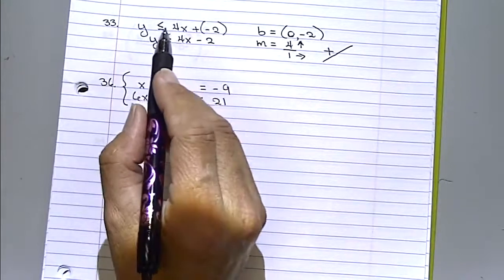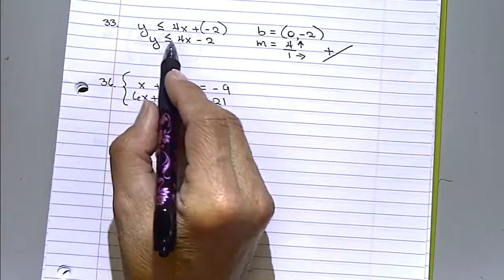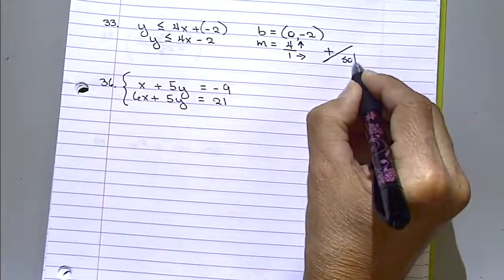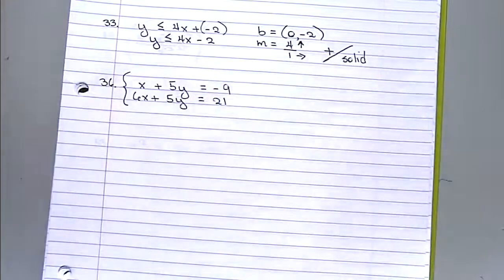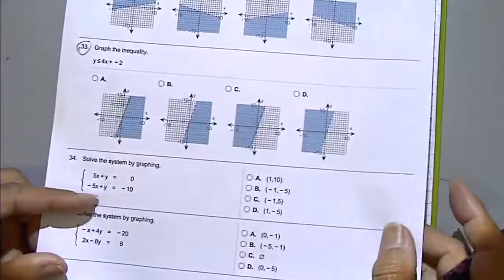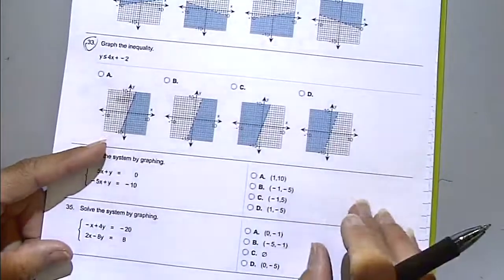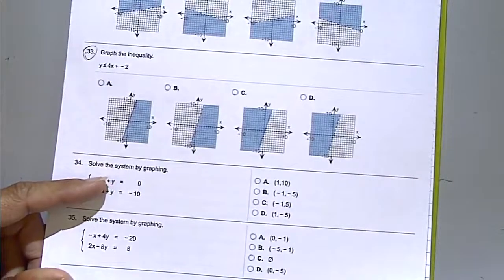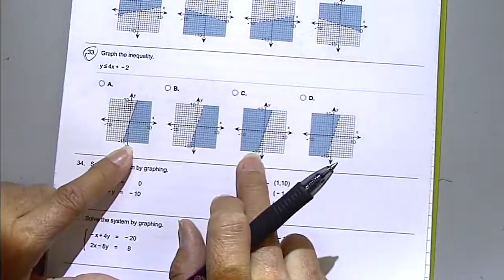I'm sorry. Is it dashed or solid? Solid line. So I know it's got an uphill slope. I know it's a solid line. Okay, so on this particular one, I've already eliminated two of them, haven't I? It could be A or it could be C. I know I'm between those two.